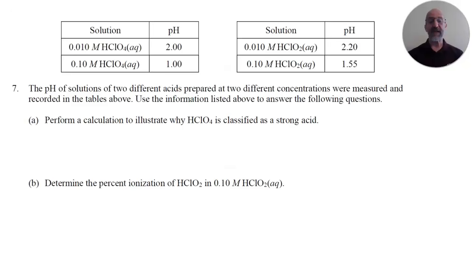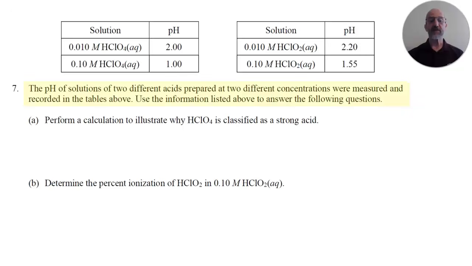Question 7 involves a strong acid. It also involves a weak acid. So question 7 will be a nice transition from topic 8.2, the pH and the pOH of strong acids and bases, to topic 8.3, where it has to do with weak acids and bases. So let's go ahead and take a look at the details of question 7.